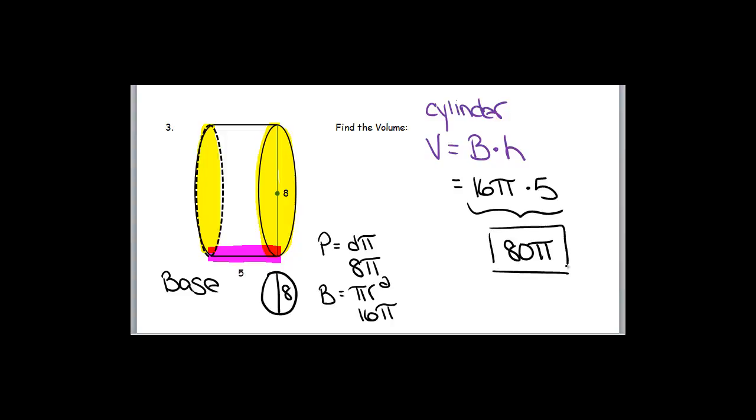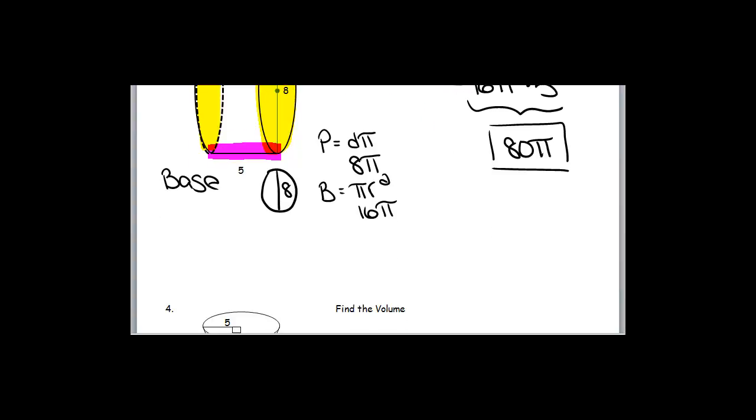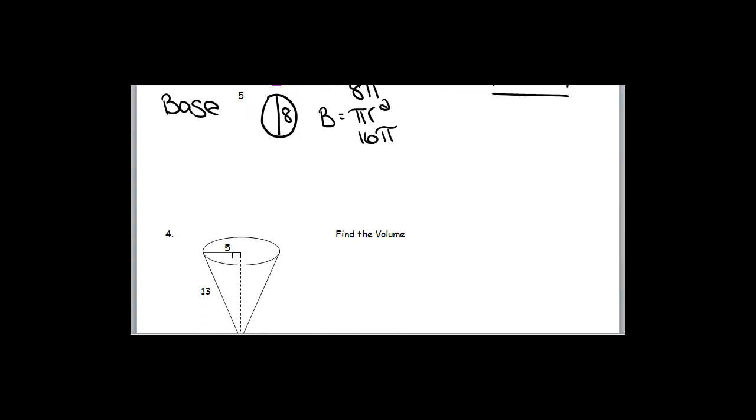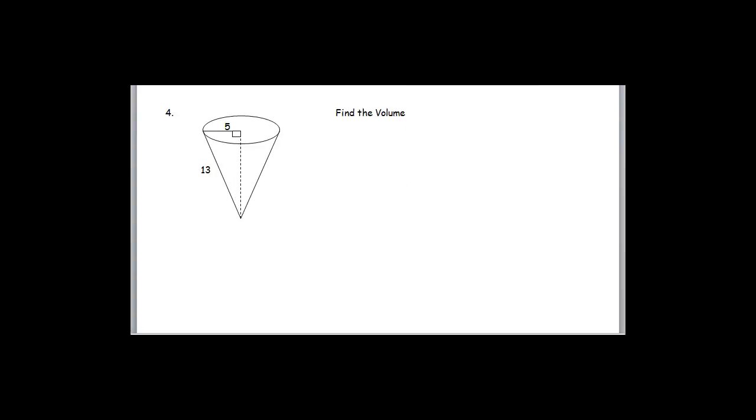Now, notice this formula didn't even require me to calculate P, so I kind of did an extra step, so we could have saved ourselves a little bit of time. So I guess let's just make sure we pay attention with problem number 4. Problem number 4, we only have one base. That one base is right here. So since we only have one base, that means that we are dealing with a cone.